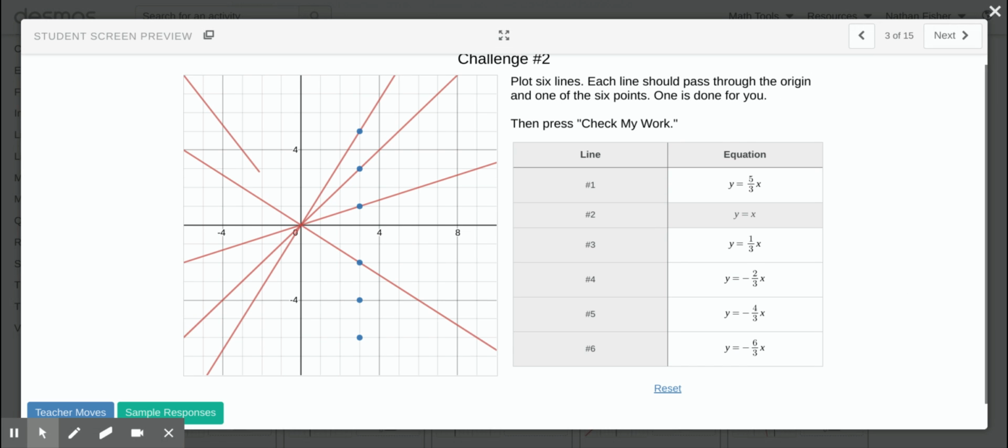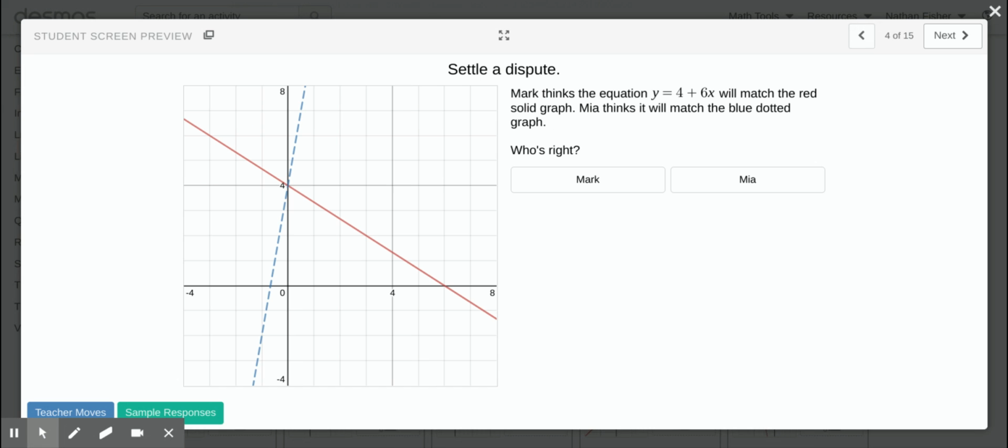2, 3, 4, 5. Awesome. So we're on the right track here. Let's keep going. Settle a dispute. Mark thinks the equation y equals 4 plus 6x will match the red solid graph. Mia thinks that it will match the blue dotted graph.